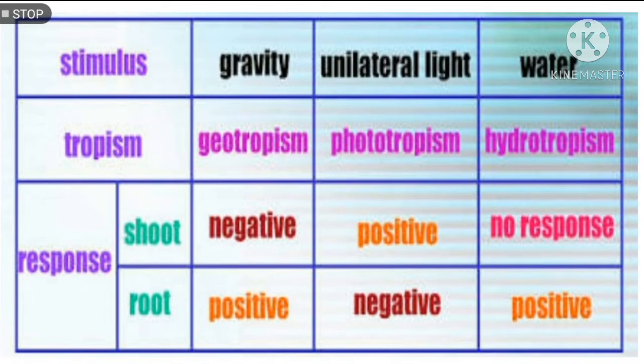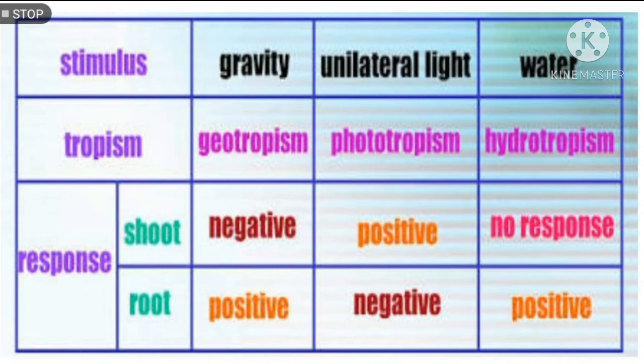Then the next stimulus is unilateral light. The stimulus is light, so the tropism is phototropism. Phototropism also may be positive or negative. Shoot shows positive phototropism, whereas root shows negative phototropism. That means shoot grows in the direction of light, while root shows growth opposite to the direction of light.